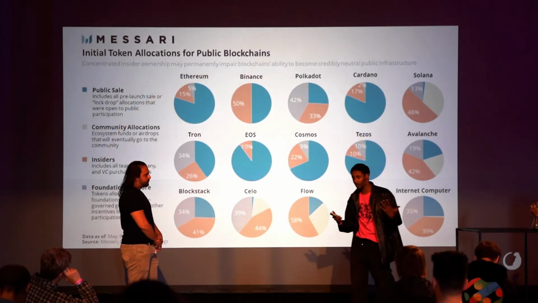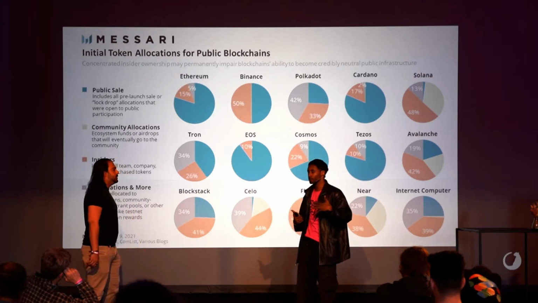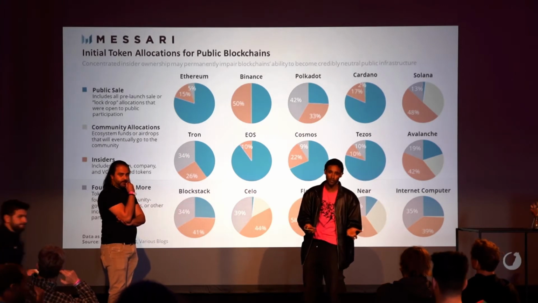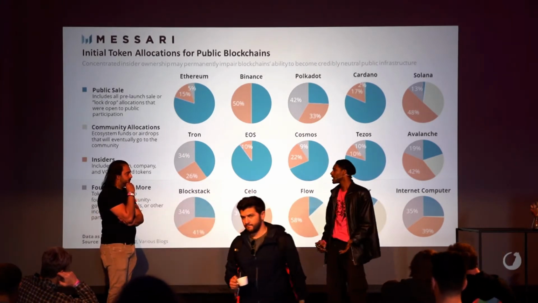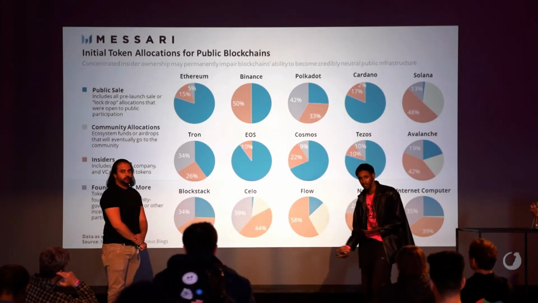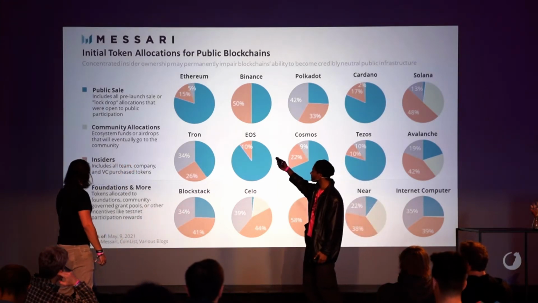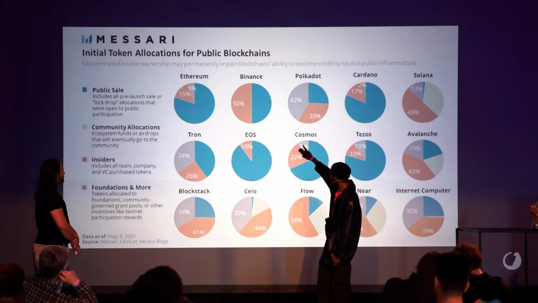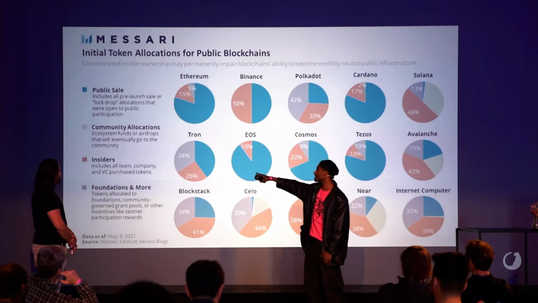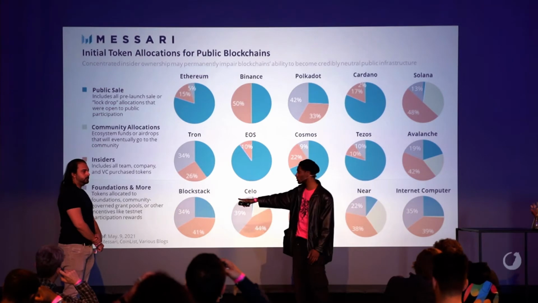Okay, so we're here to talk about what it actually looks like in a community when you have architectures that are set up and rely on the distribution of tokens, whether they be utility or otherwise, and where that actually plays in the roadmaps of these layer ones specifically, as you can see by this very cool graph. The blue equals the public sale. You have community allocations, which is actually ecosystem funds or airdrops that will eventually go to the community. You have insiders, including teams, companies, and VC purchase tokens, and you have foundations and more in gray.